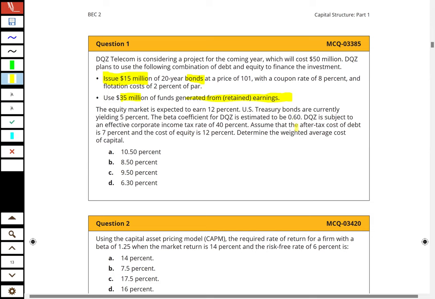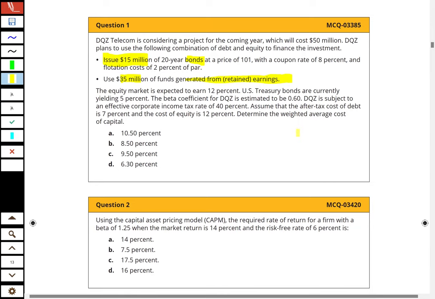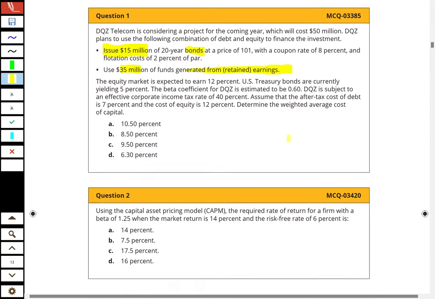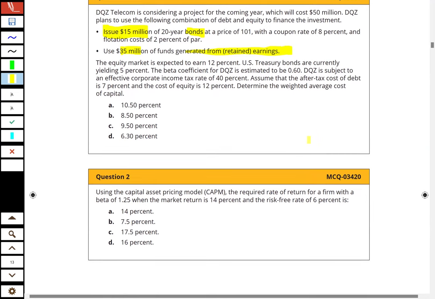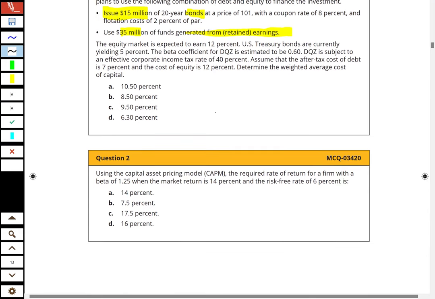Now, where this gets confusing is they start giving you a lot of information. Let me stop for a second. If you're working this problem on the exam, the first thing I would do is set it up down here: I know I've got 15 divided by 50, plus 35 divided by 50. And my job is going to be to apply the appropriate cost rate to each of those components. Where you probably got tangled up is the evil examiners.